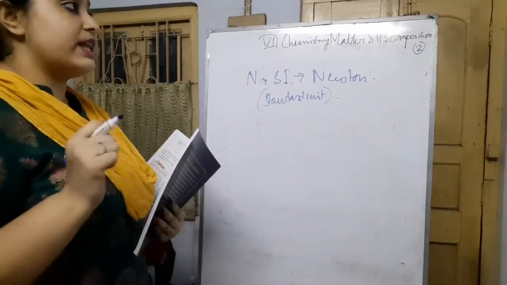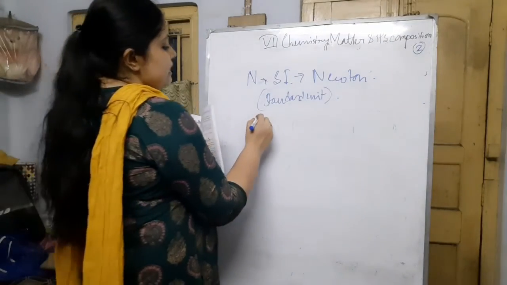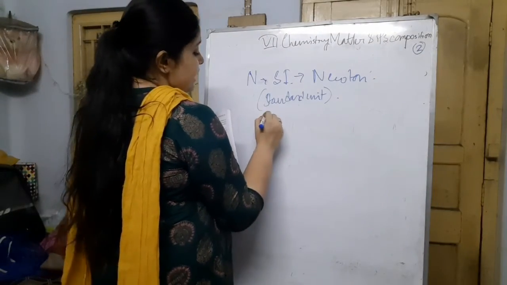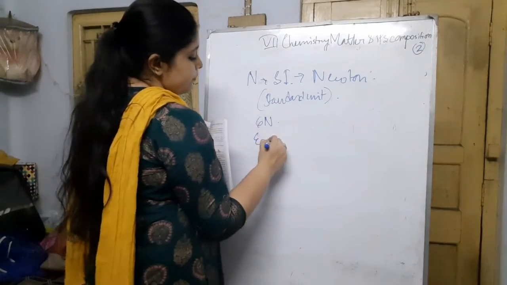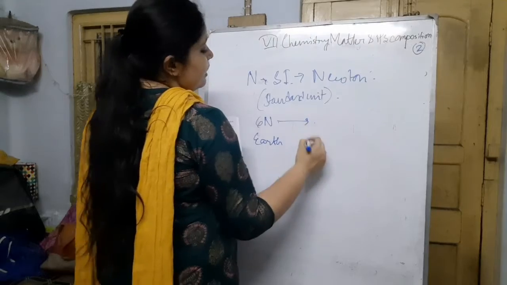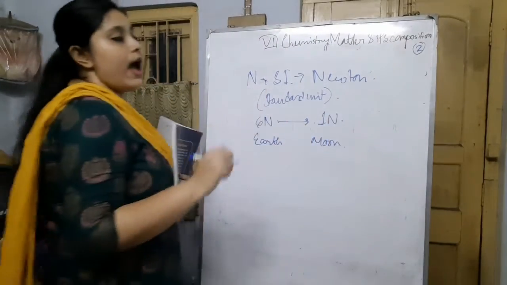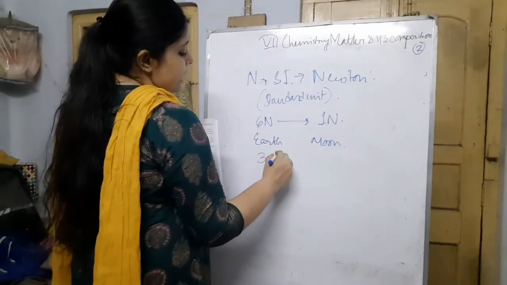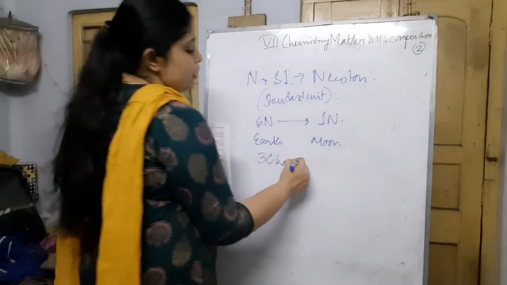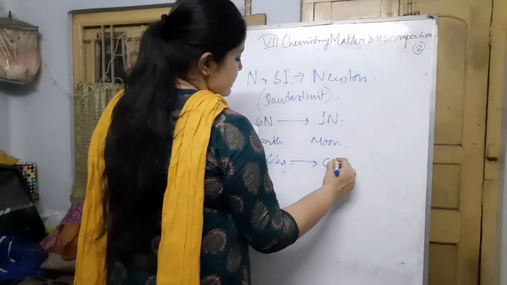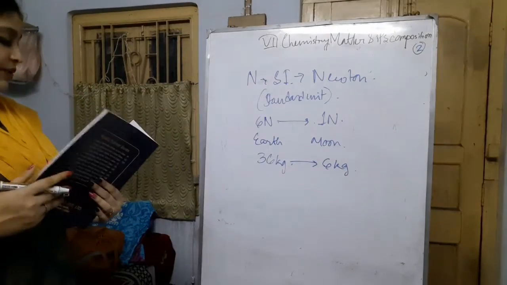It is an interesting thing: if something is 6 Newton in weight on the earth, the same thing on the moon is 1 Newton. Like if you are 36 kg in weight, then your weight will be only 6 kg on the moon. So it is very interesting.